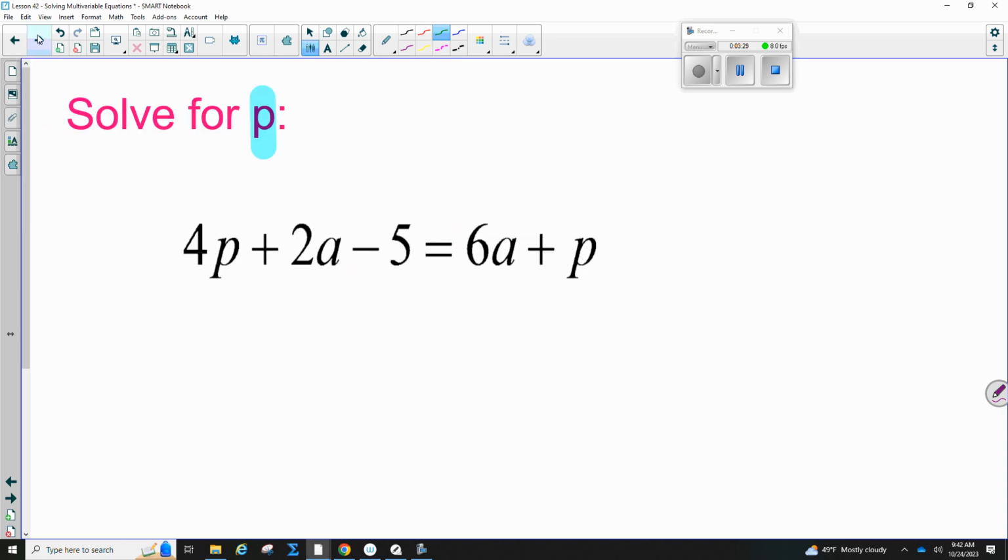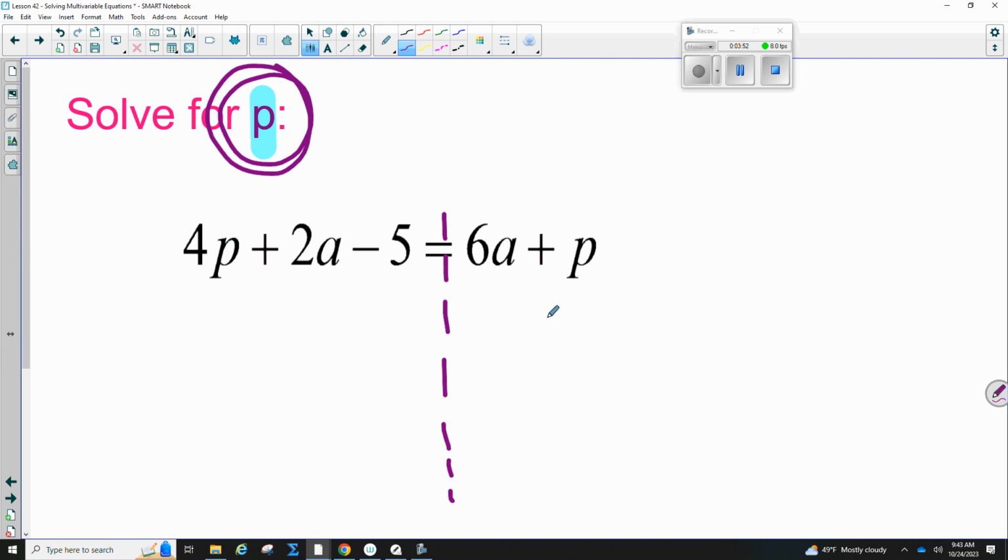All right, solve for p. So go ahead and write this down. 4p plus 2a minus 5 equals 6a plus p. All right, so pay attention to what you're solving for. This time, I'm going to move all my p's over to the left-hand side. All right, either way works, but that's how I'm going to do it this time.